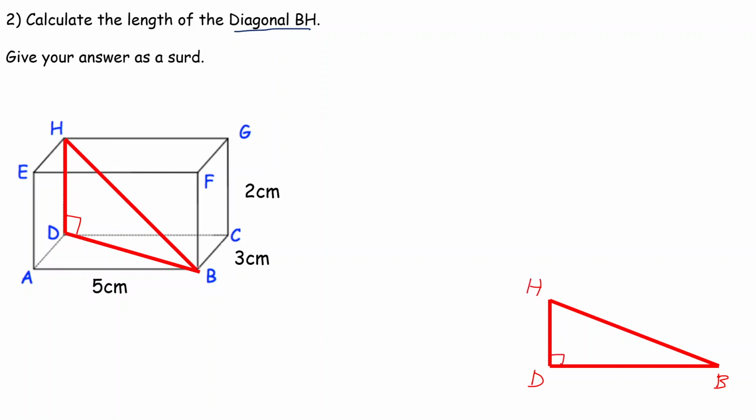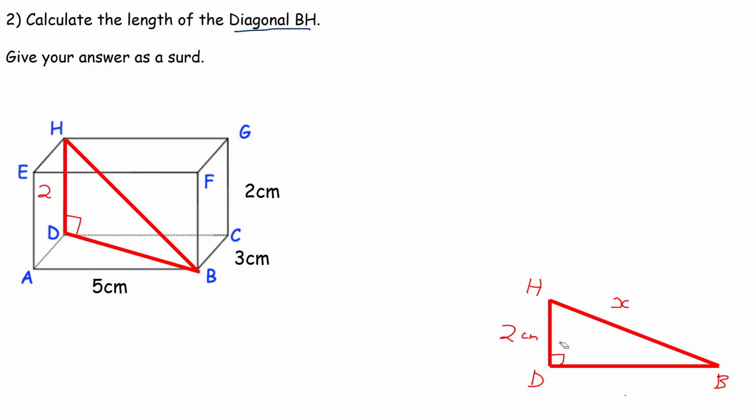I'm trying to find B to H, which is my missing side. Let's call this X. I've been given D to H, which must be the same thing as CG, because they are the same edge in the cuboid. So this must also be 2 centimeters. So D to H is 2 centimeters, but again, I'm missing this length here, D to B.